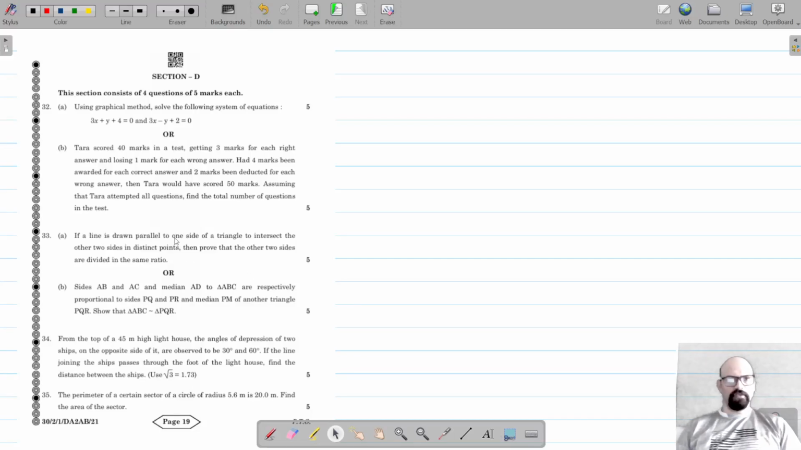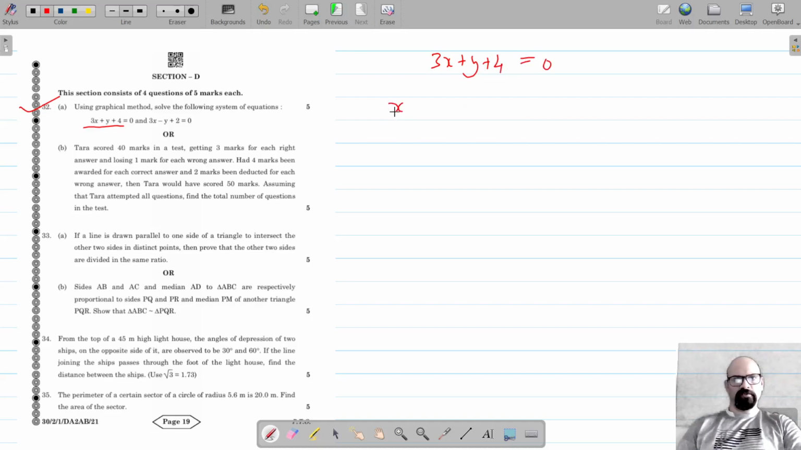Okay, for the next question, question number 32, we are going to solve part A using the graphical method. We have to solve the following system of equations. The first equation is 3x plus y plus 4 is equal to 0. So let's get the coordinates for this, x, y.